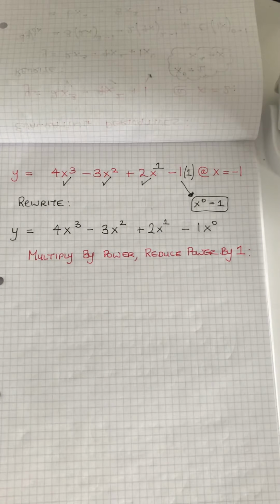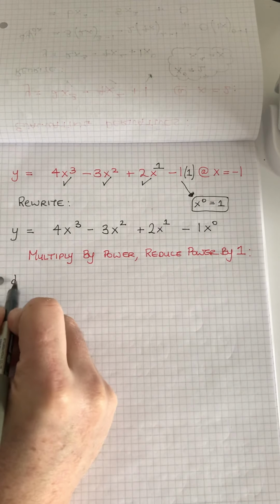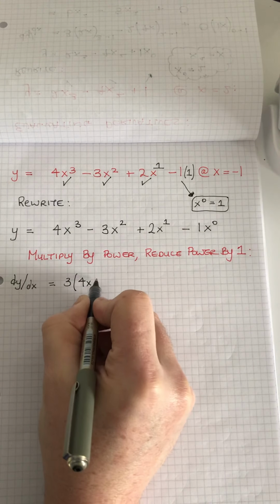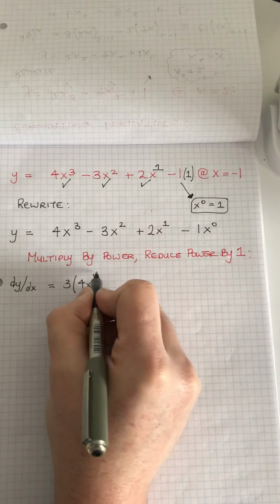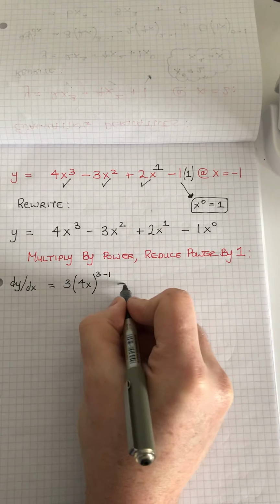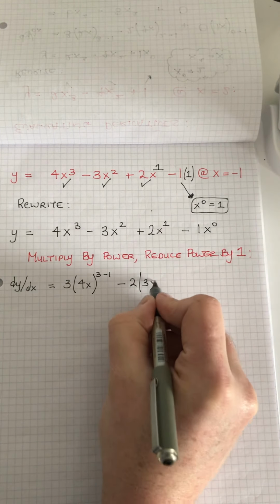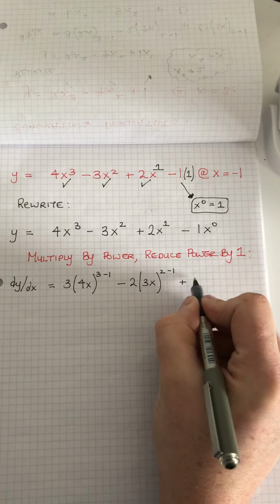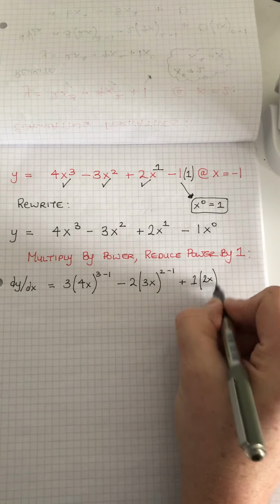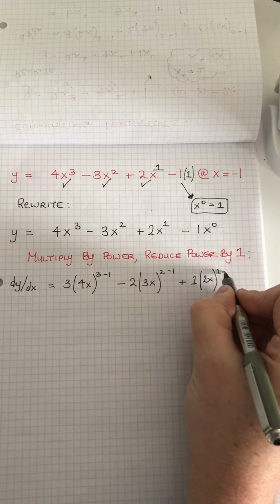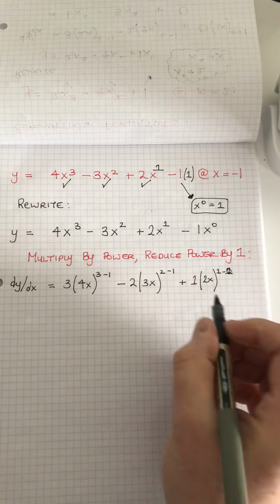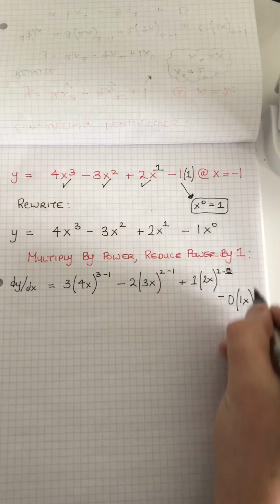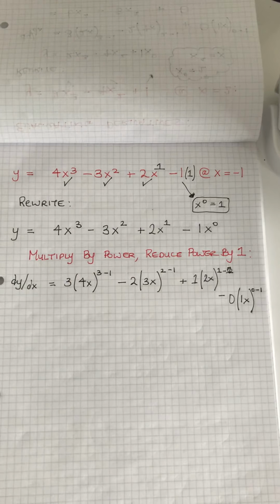Okay, now that's our rule. So in this case, dy/dx is equal to 3 times 4x, reduce the power by 1, so 3 minus 1. Multiply by the power, 2 times 3x, reduce the power by 1, 2 take 1. 1 times 2x, reduce the power by 1, so 1 minus 1. Minus 0 times 1x to the power of 0 minus 1. Okay.